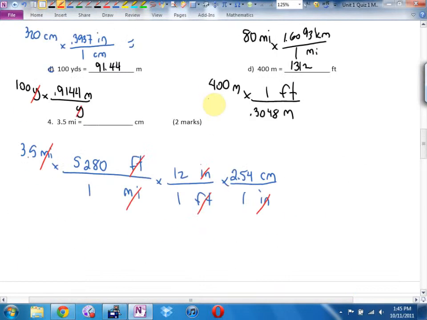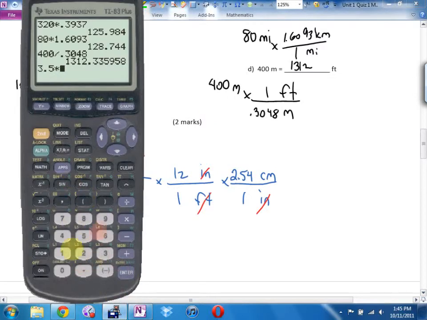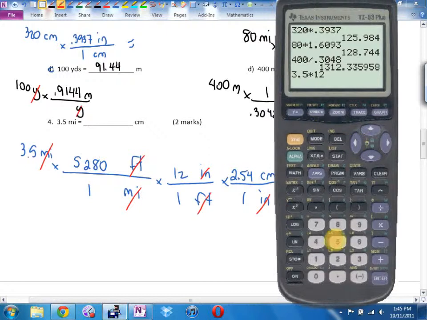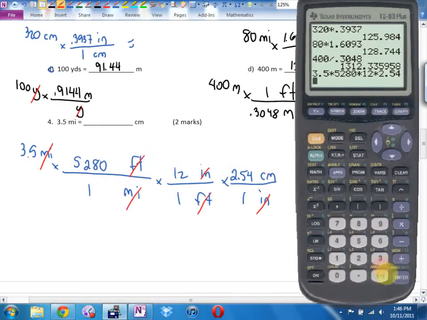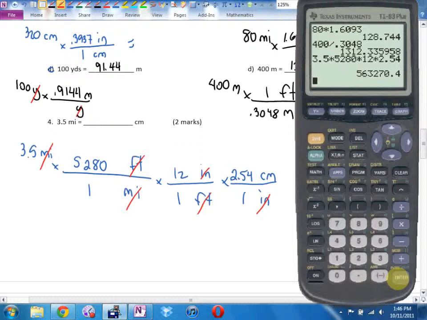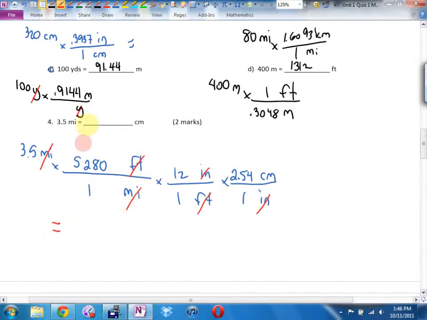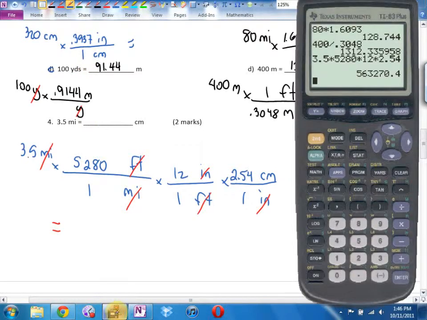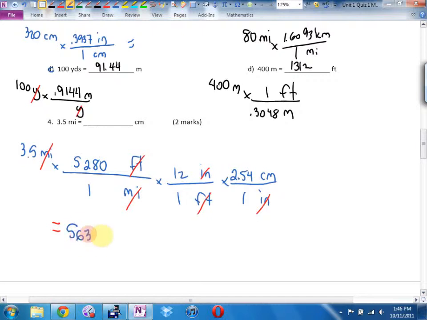3.5 times 5,280 times 12 times 2.54. Survey says, is the answer 563270.4? No one? Did I type it in right? That times that, times that, times that. Inches cancels. There's 12 inches in 1 foot, 2.54 centimeters in 1 inch, 5,280 feet in 1 mile. I think I'm right, yes? I think I am. 563270.4 centimeters.